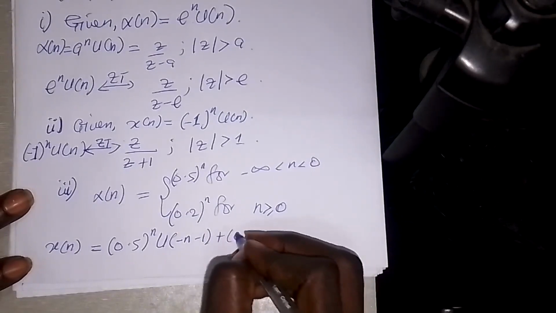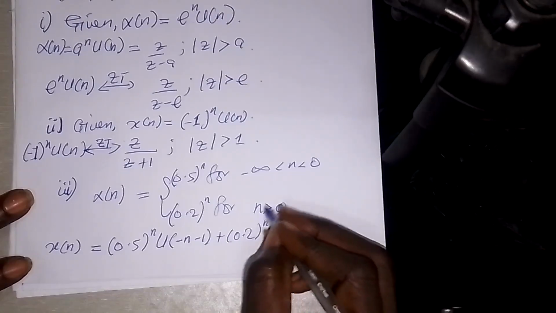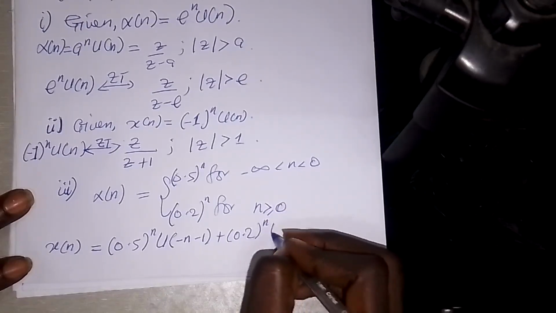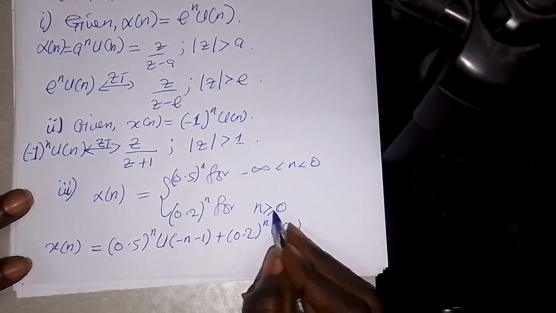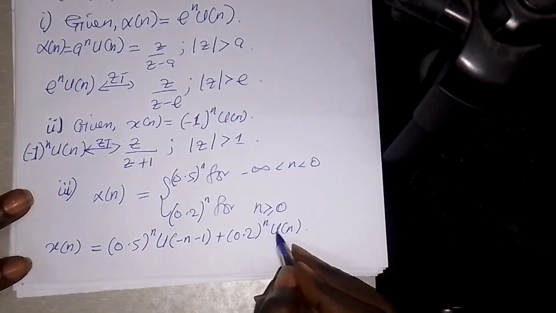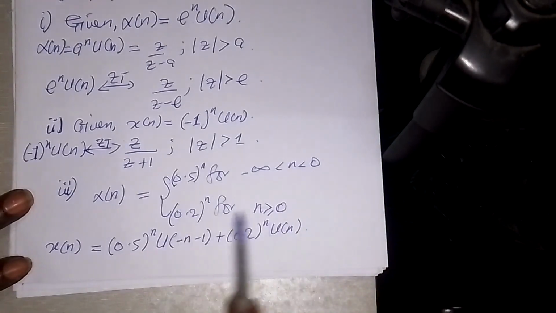Plus 0.2 to the n into u of n, which is what this one means, because n is greater than or equal to 0. So this is how you can represent it. Please learn how to represent the signals. It's very important. Sometimes questions can come in this format and you have to do your own representation in this particular format before you can actually solve it.